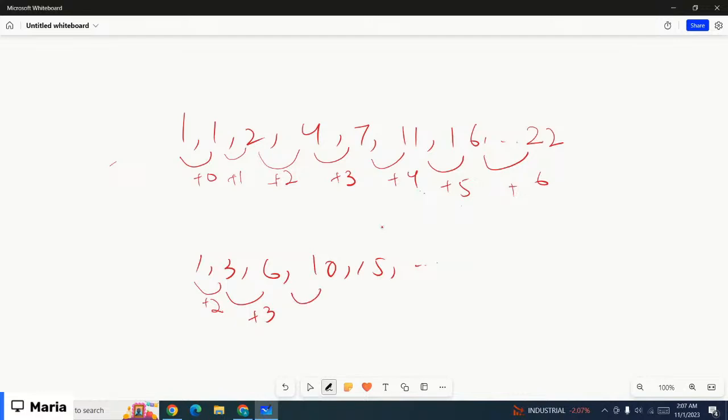Okay, then 6 plus 4 is 10, 10 plus 5 is 15. So the pattern is increasing by 1 every time, right? So which is the next number in the sequence then? The next number in the sequence is... for the next one you have to add 6, and the next number in the sequence is 21.